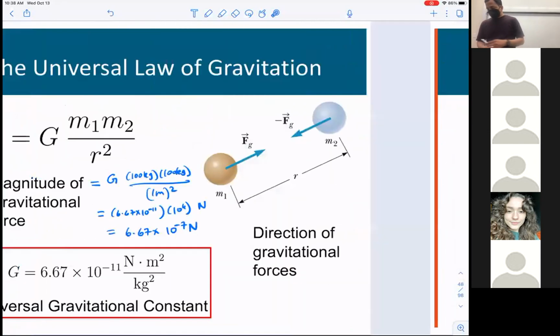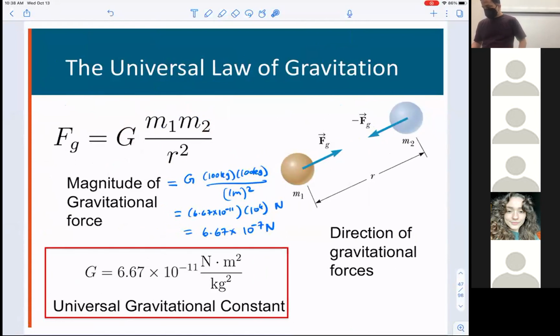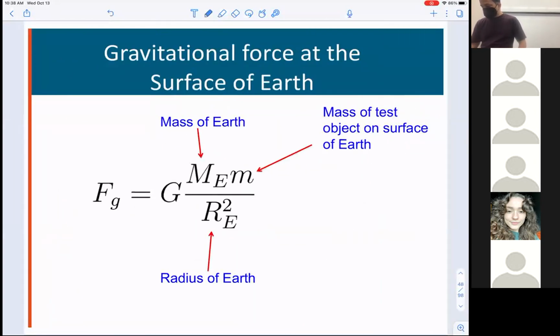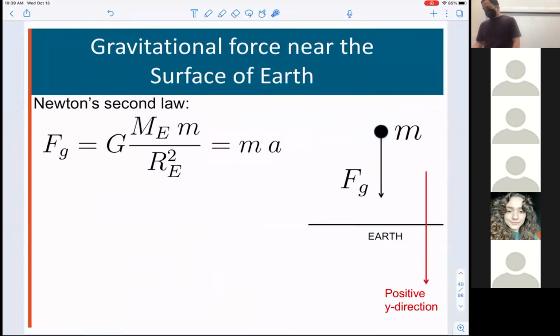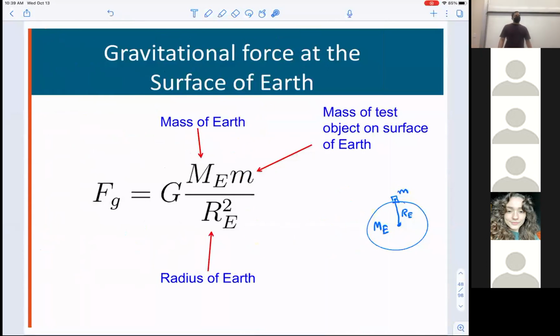So if I were to apply this formula between the Earth and a person, here's the Earth, and then here's a person on top. This has a mass m, the Earth has a mass me. The distance between their centers is the radius of the Earth, essentially. And so then you see it's g times m1, m2 over the distance between them squared. So everyone agree this is the force from gravity.